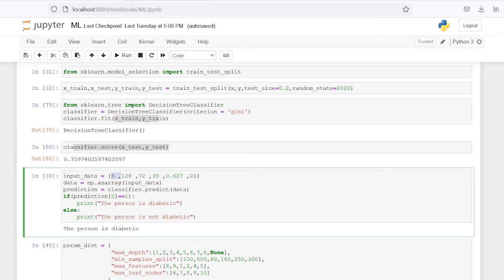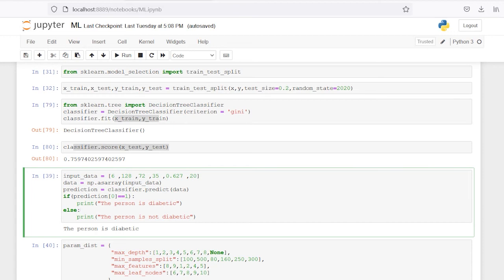This is the sample input of a patient. The values are taken in numerical form and converted into an array. Then it is used by classifier.predict, and if the prediction comes out to be 1, the person is diabetic, else the person is not diabetic.